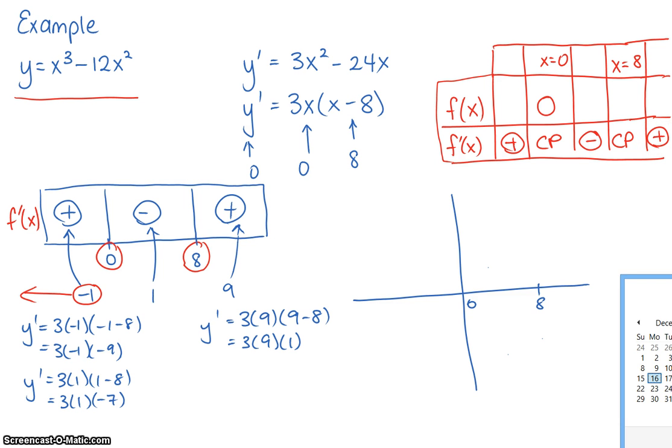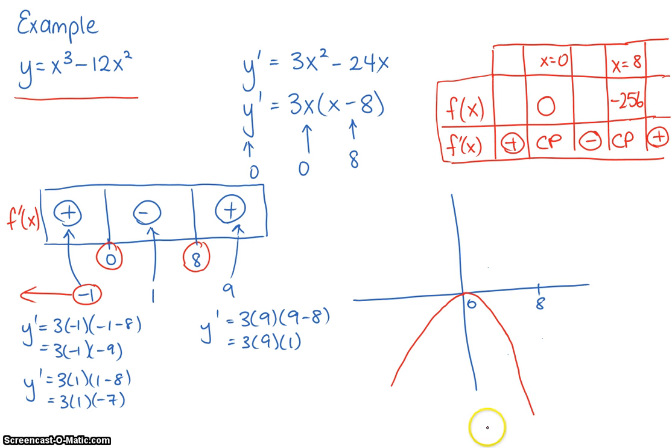If I plug in 8 into this whole thing, we'd have 8 to the power of 3 minus 12 times 8 squared. We're going to be down at -256. So we would have something that's going to be increasing up to 0, going all the way down, somewhere down here at -256, and then bouncing back up. So let's just say on my scale, there's my -256, approximately. Totally not to scale, but you get the idea.